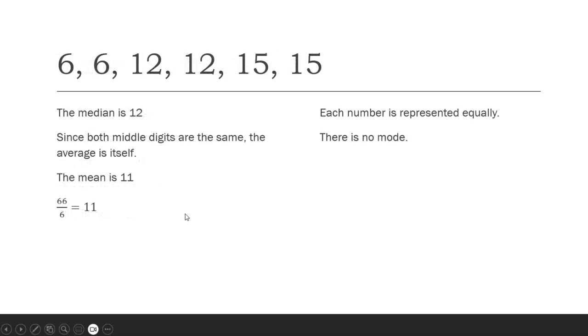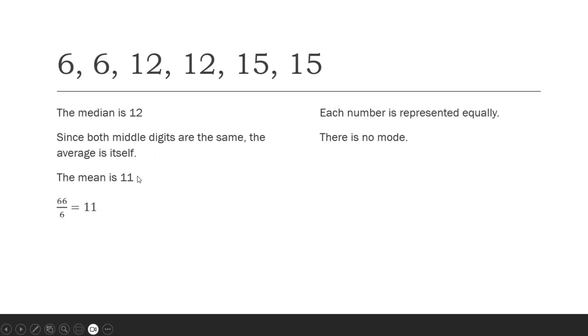Here is another set of data. Each number occurs twice, so your median, first of all, is 12, and since both of your middle digits are the same, they're both 12, the average would just be itself, because 12 plus 12 divided by 2 is 12.